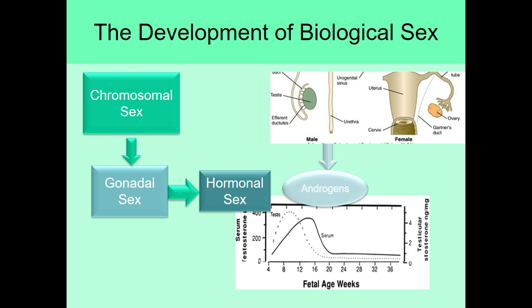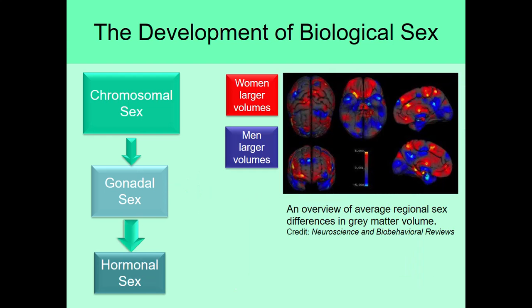So the XY will cause the release of androgens, which will give us this hormonal profile over the course of gestation, whereas for females, over the course of gestation, typically you're not going to have that peak of testosterone. Now I say typically because stuff can happen and a female might be exposed to testosterone also. So we'll talk about that in another segment. So what hormones do during gestation, we think, is contribute to masculinization of the brain or feminization of the brain.